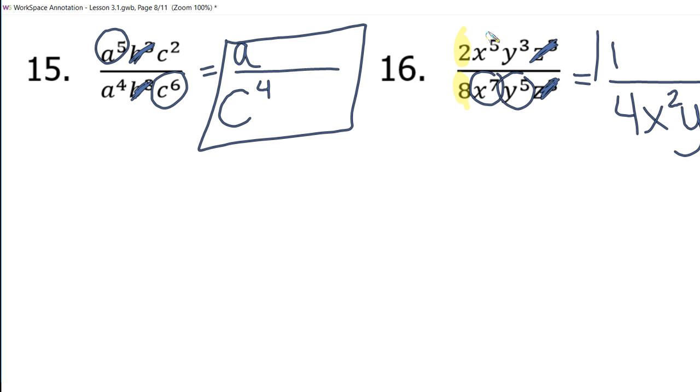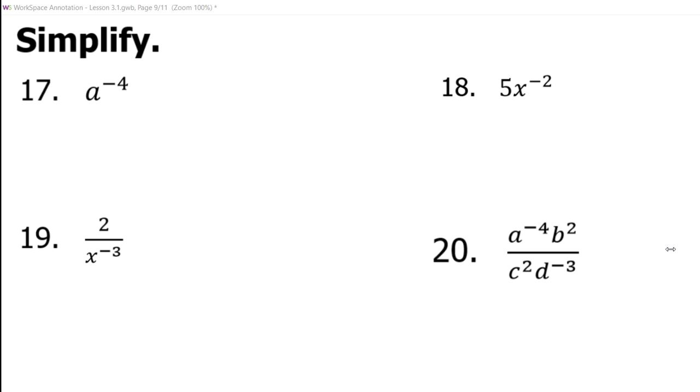On the back, we have 8 more problems to go. They're going fast, aren't they? Number 17. We need to simplify.